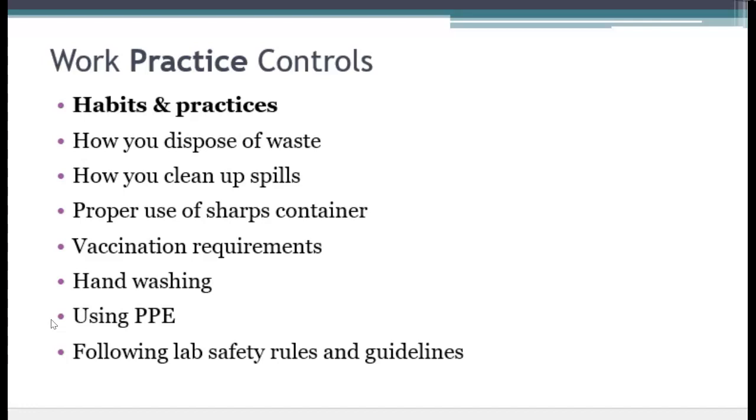The type of sharps containers that we use, they need to be hard-sided so nothing pokes through. The vaccination requirements that we have in the healthcare field. You know, healthcare workers need to have certain vaccinations so that when they are exposed, they have some immunity. We require hand washing so we don't expose patients to things when we go into their rooms. We also require PPE to protect ourselves when we're working with samples and with patients. And we also just need to follow general lab rules and guidelines.